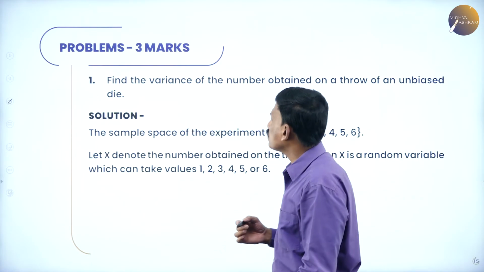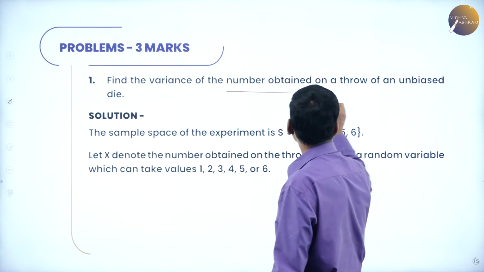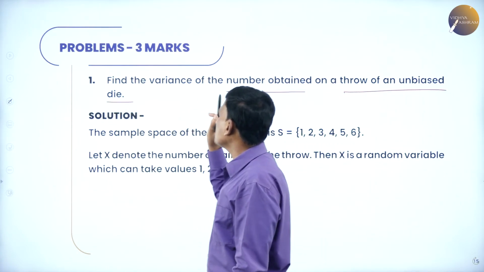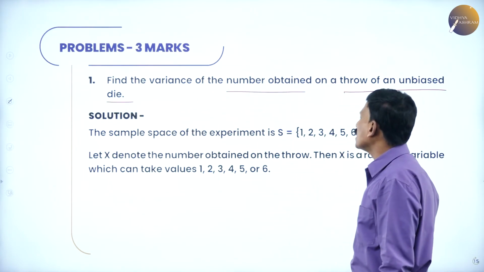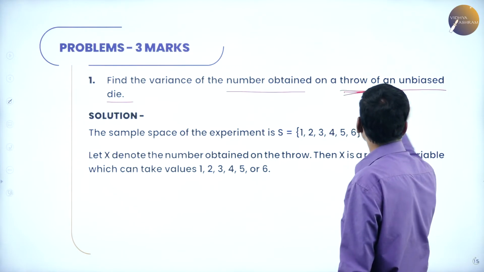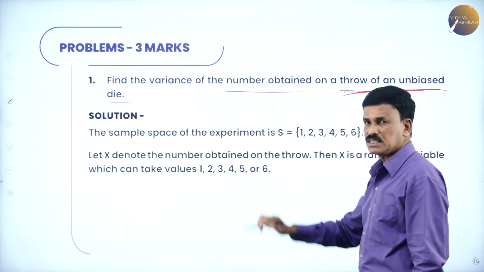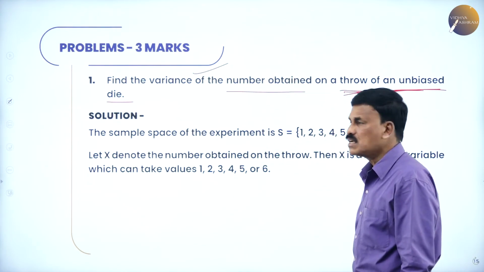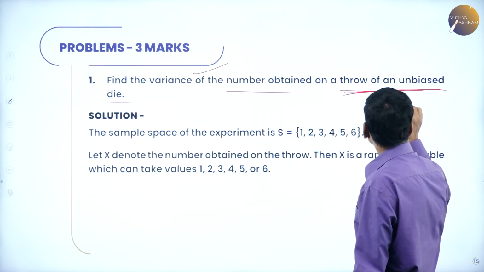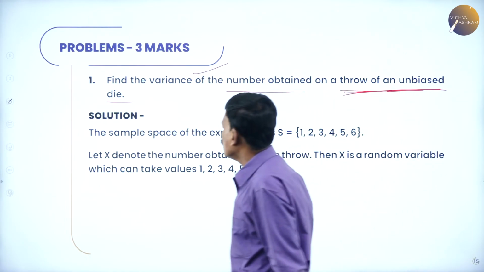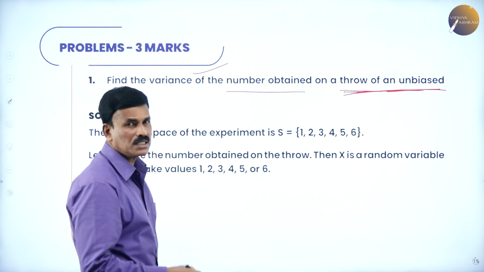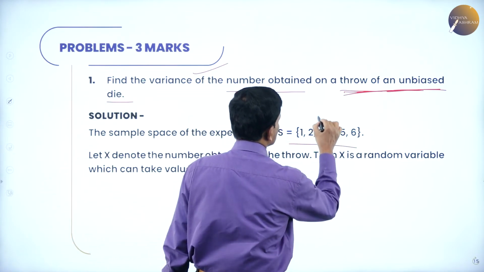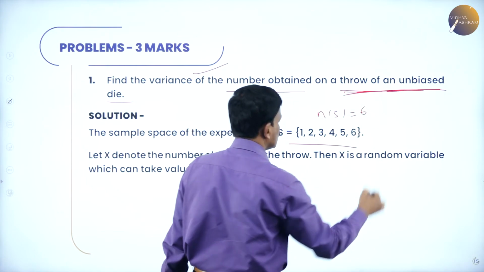Now let us come to this problem. Find the variance of the number obtained on the throw of an unbiased die. What is required is the variance of an unbiased throw of a die. The sample space of the experiment consists of the numbers from 1 to 6. So S is equal to 1 to 6, and n of S is equal to 6 here.